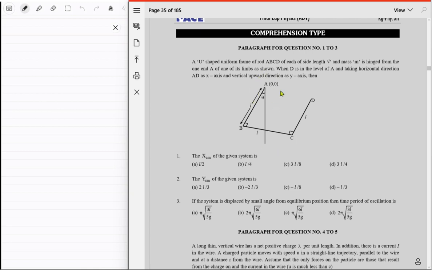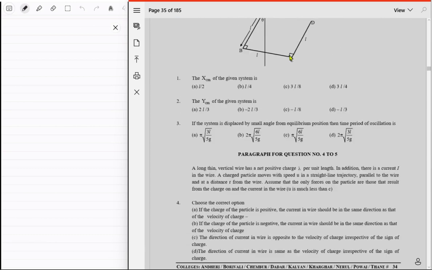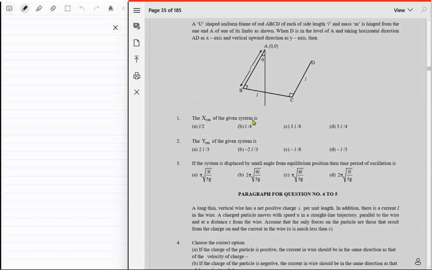When D is at the level of A, and taking the horizontal direction AD as x-axis, so this is horizontal, and the vertical direction upward as y-axis, so upward is the y-axis. Okay, the x center of mass of the given system, what will that be? Just add ML upon 2. Okay, that comes over there.